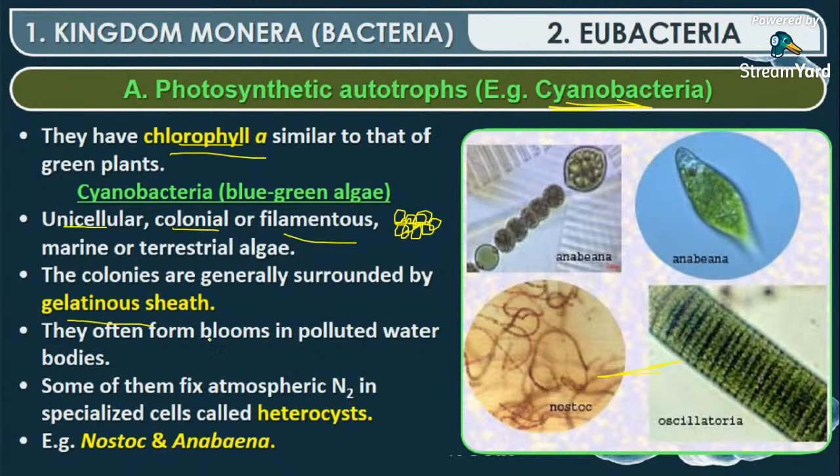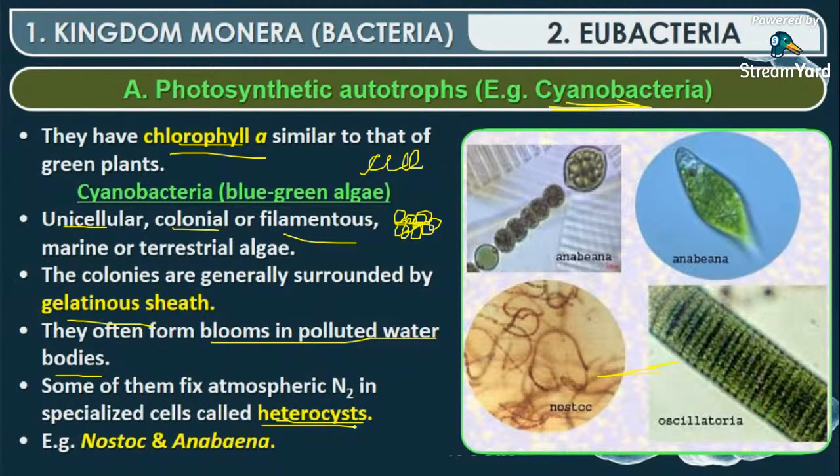They often form blooms in polluted water bodies. Most of the polluted water bodies show cyanobacteria. Their major agricultural importance is that they help in nitrogen fixation, because there are specialized cells in their body called heterocysts that help in nitrogen fixation. Examples are Nostoc and Anabaena.